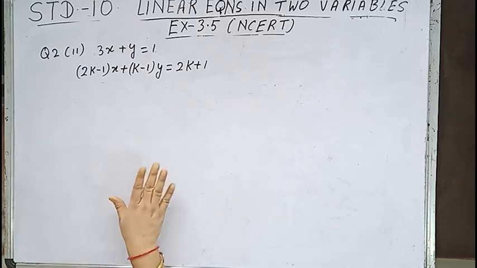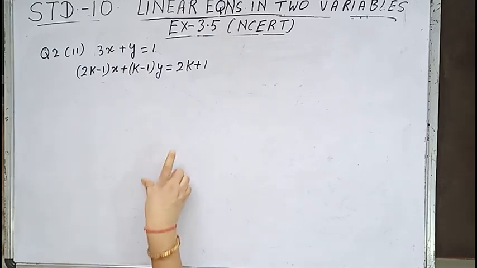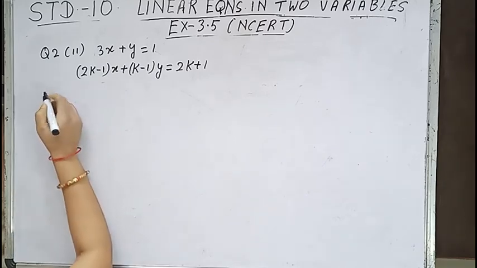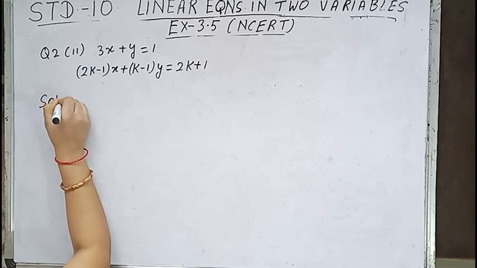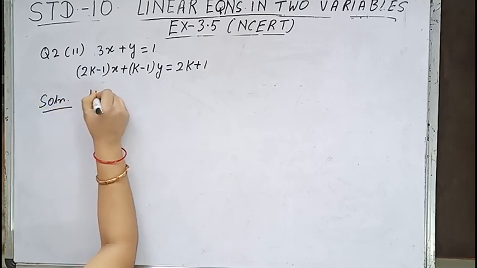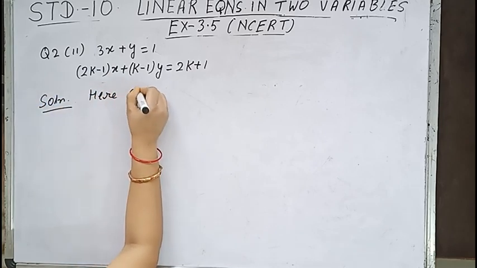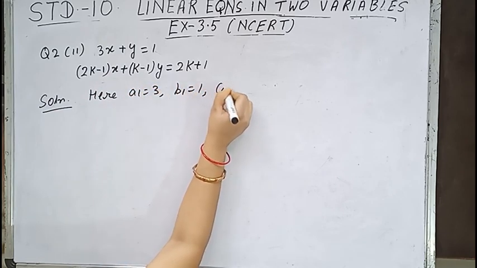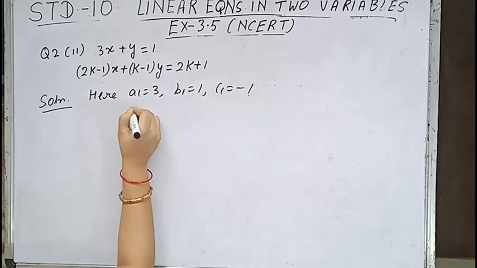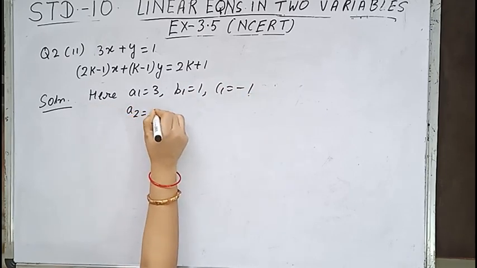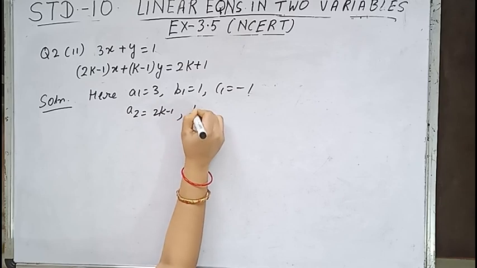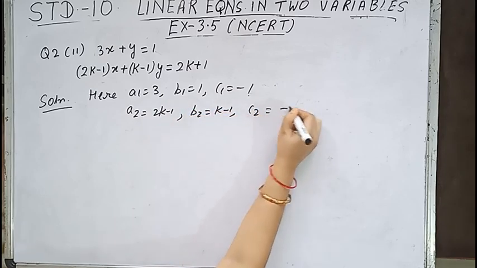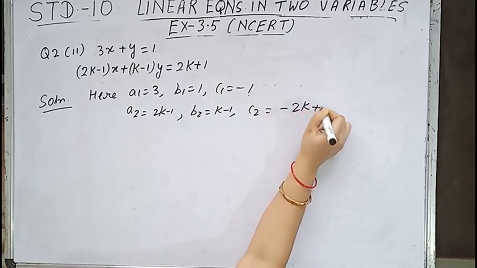The condition for no solution, children, you know, is a1/a2 = b1/b2 is not equal to c1/c2. So let us start the solution. Here a1 = 3, b1 = 1 and c1 = -1. a2 = 2k - 1, b2 = k - 1 and c2 = -(2k + 1).